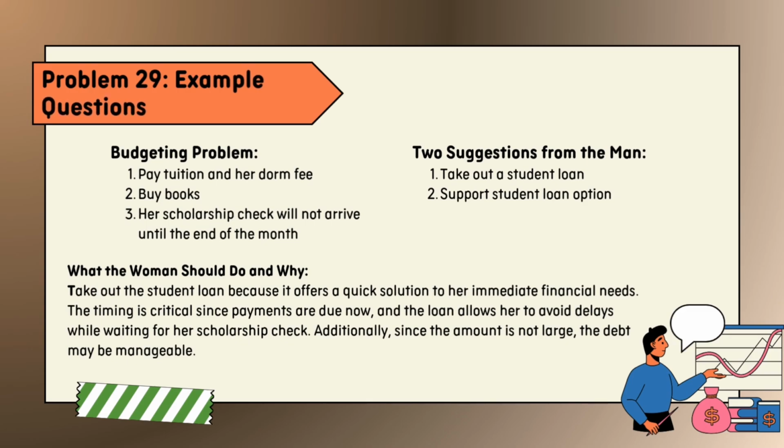Budgeting problem: she has to pay tuition and her dorm fee, buy books, and her scholarship check will not arrive until the end of the month. Two suggestions from the man are to take out a student loan and support student loan option. Overall, the woman should take out a student loan as it provides an immediate financial solution. Ensure she can pay her things. Since the loan amount is small, repayment should be manageable once her scholarship check arrives.